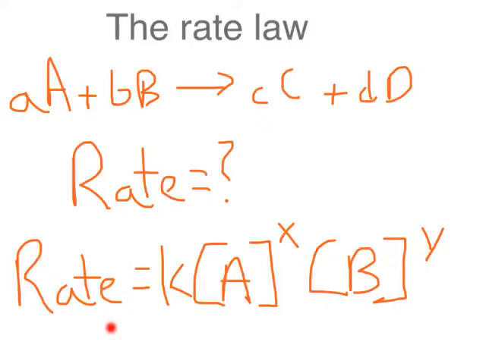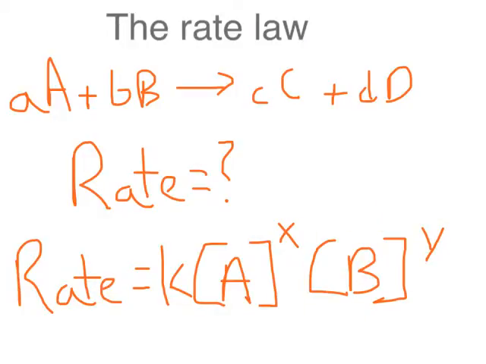Okay, so the rate of this particular reaction, because we don't really know much about it, would be equal to K, the rate constant, times the concentration of A, because remember, rates are dependent on concentrations. K times the concentration of A raised to the X power times the concentration of B raised to the Y power. Now why X and Y? Simply, we don't know how much the concentration of A affects the rate. We also don't know how much the concentration of B affects the rate.